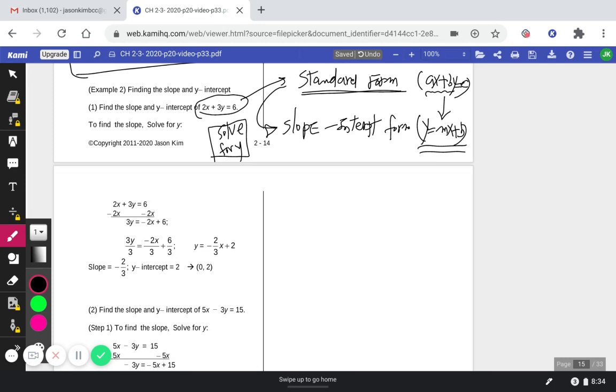So now, knowing this and memorizing this, and it should be in your formula section, you have 2x plus 3y equals 6, which is what? Which form? Standard form. Now if you want to convert this equation into slope intercept form, what do you do? You solve for y.